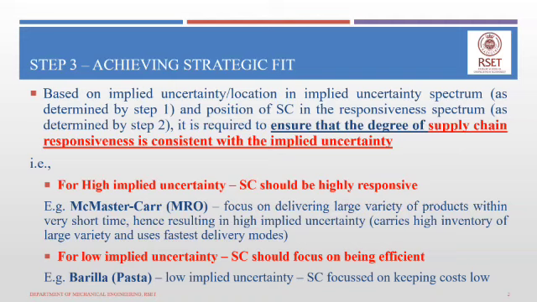So therefore, Barilla, a pasta maker, is a firm that will face low implied uncertainty, and hence such firms should focus their efforts upon tailoring the supply chain towards being more efficient, or keeping the cost as low as possible. If Barilla had made their supply chain highly responsive by waiting for customer orders, then manufacturing it and then delivering it, rather than focusing upon being efficient, the cost involved in manufacturing would be so high that it would be prohibitive for customers to make a purchase.